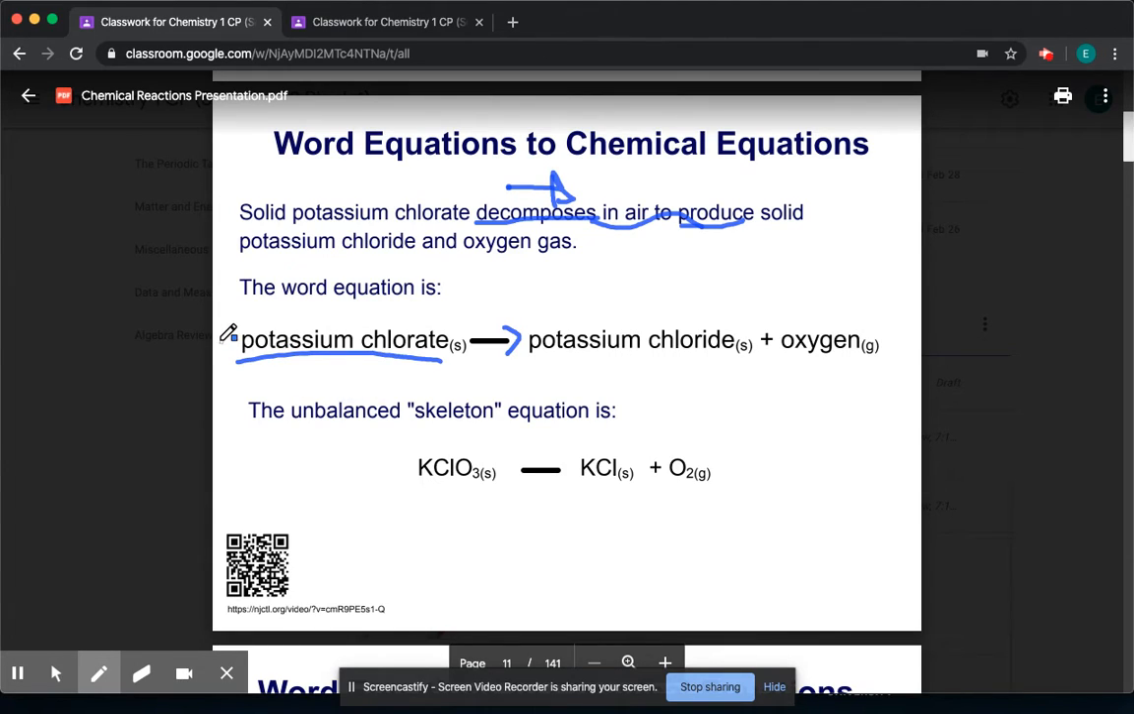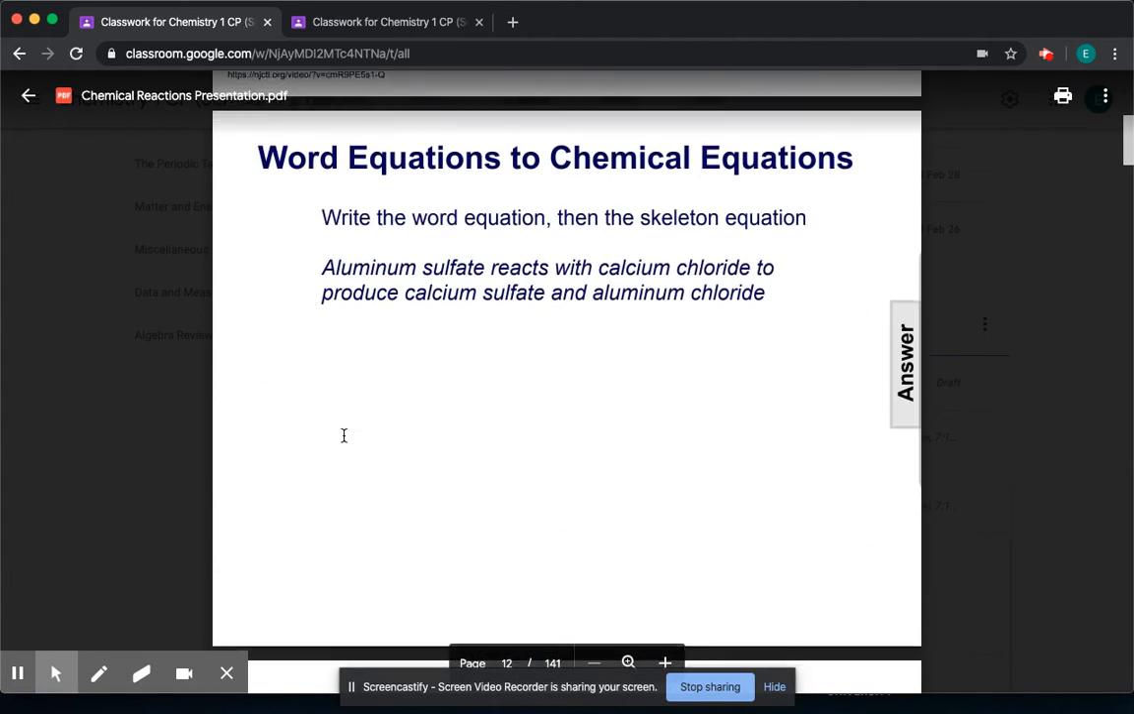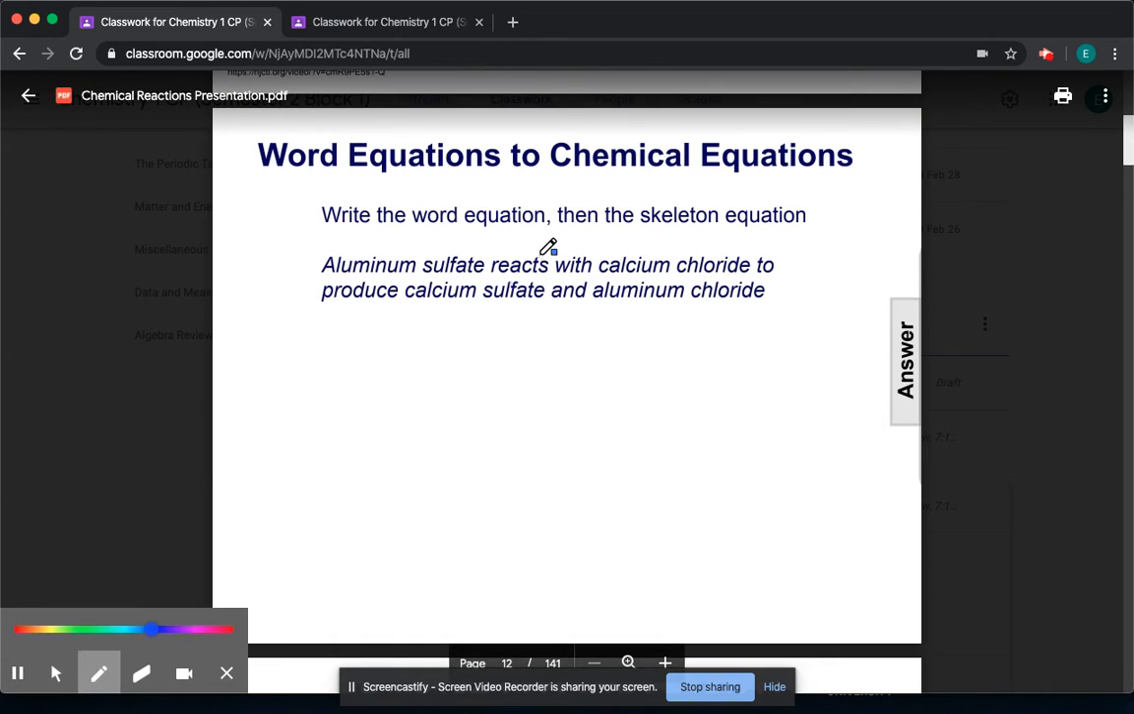And then you have to go from the word equation form to the symbolic equation form. This is how you would do that. There's an example below that I want to do together from scratch. Aluminum sulfate, that is one of the chemicals. Reacts is our cue for plus. To produce, produce is the cue to set up your arrow. So aluminum sulfate plus calcium chloride makes calcium sulfate and aluminum chloride.